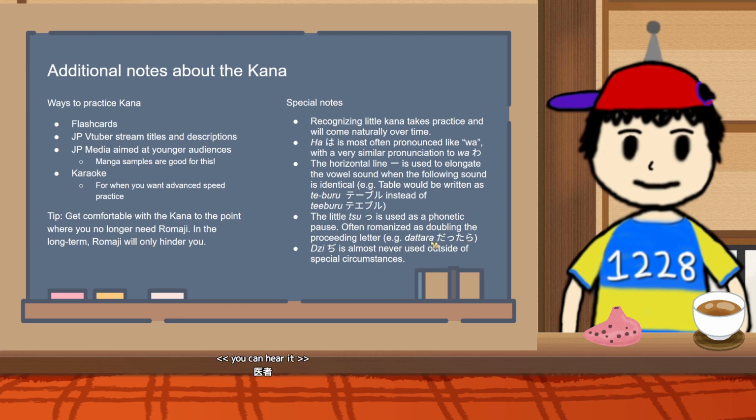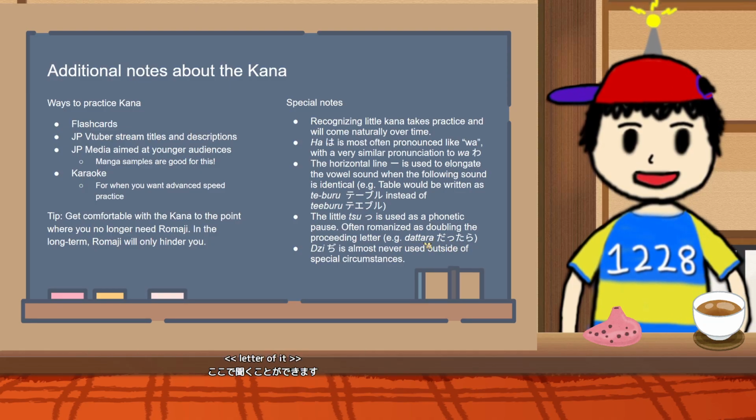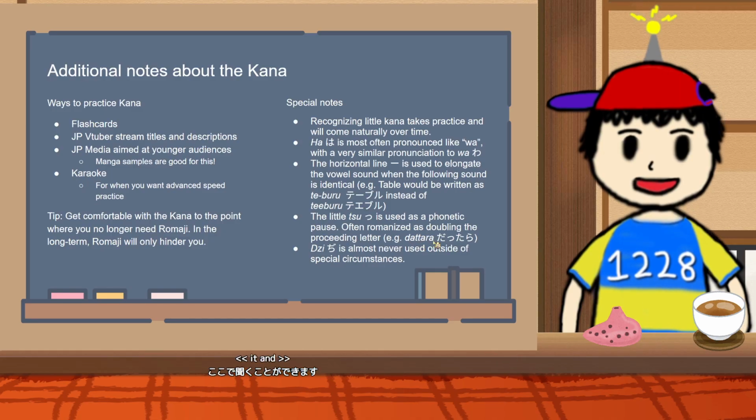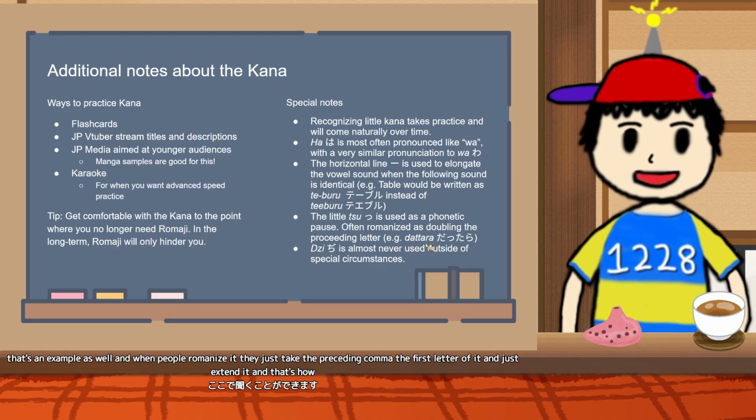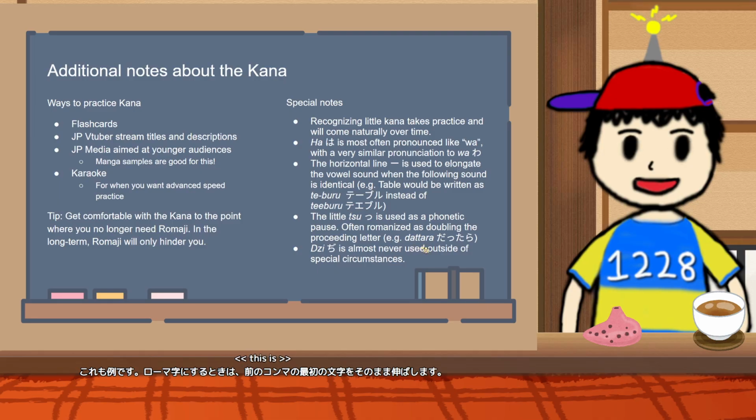You can hear it in here. Dattara, like I've written it here. That's an example as well. And when people romanize it, they just take the preceding kana, the first letter of it, and just extend it. And that's how that works in romaji. But like I said, this is only for romaji interpretation. Throw that out the window once you don't need it.